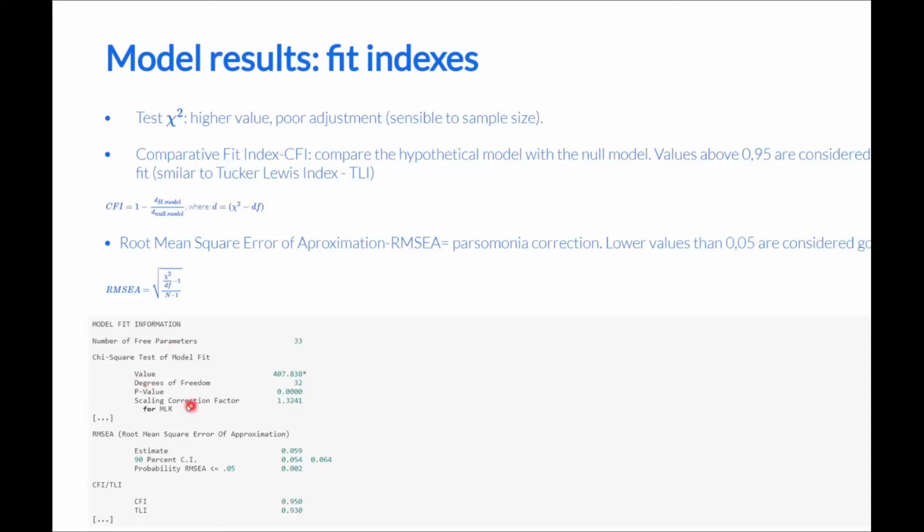And what happened here? The p-value is very, very low. The probability that these two matrices, the hypothetical matrix and the real or sample matrix, are similar is very, very low.